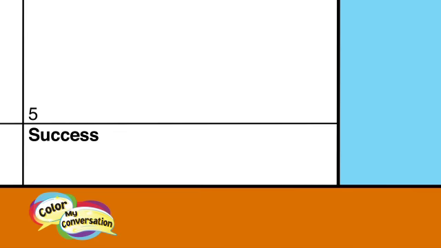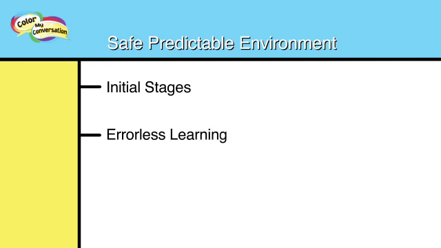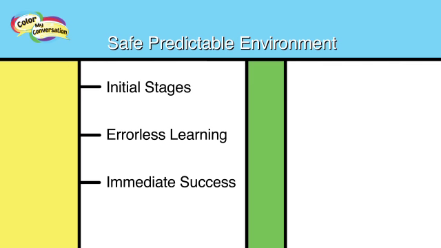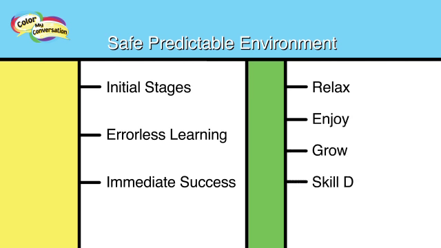Number 5, success. The Color My Conversation program focuses on creating a safe and predictable learning environment. During the initial stages of most lessons, errorless learning strategies are employed so that the children can realize immediate success with the concepts being trained. This allows them to relax and enjoy the learning process as they grow in their skill development and confidence.